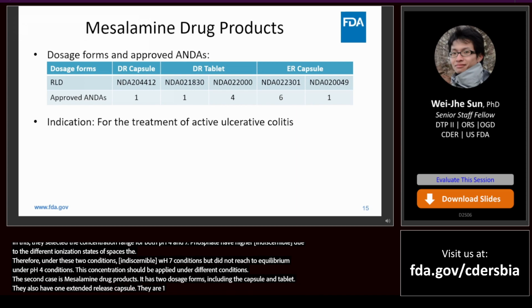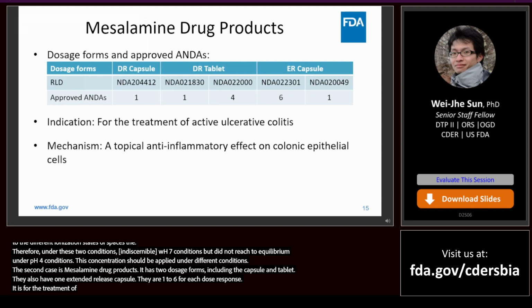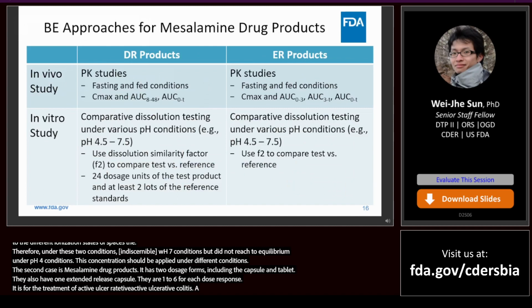Mesalamine is for the treatment of active ulcerative colitis. It has a topical anti-inflammatory effect on chronic epithelial cells. Although mesalamine is for the local treatment, the bioavailability is about 20-35%, depending on the drug products.